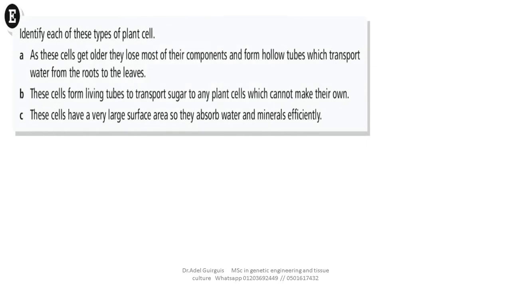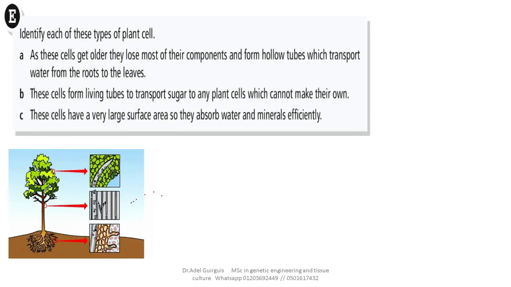Last question here. Identify each of these types of plant cell. As the cells get older, they lose most of their components and form hollow tubes like a water pipe in the kitchen or bathroom. Why is it hollow? Which transports water from roots to the leaves? Which type of cell does the statement talk about? Look, sure, this is inside the root, inside the stem, inside the leaves, hollow tubes. Why? To transport water from the soil to reach all leaves above, maybe about 100 meters away from the soil.